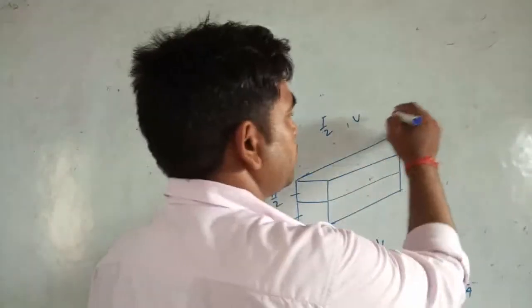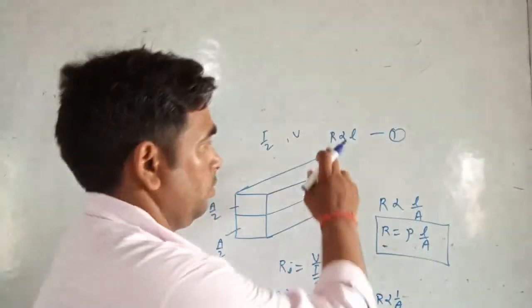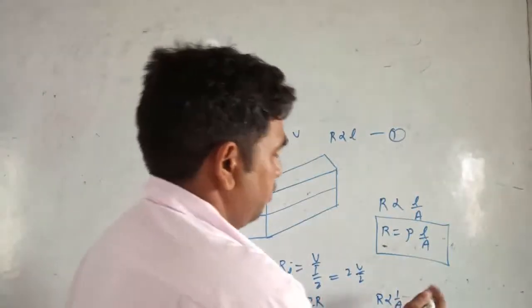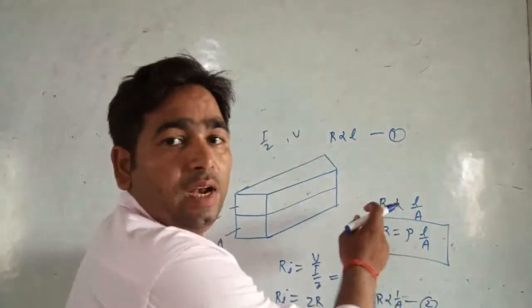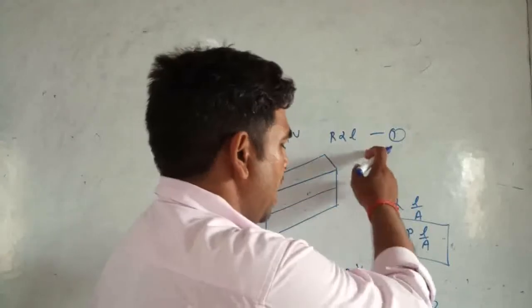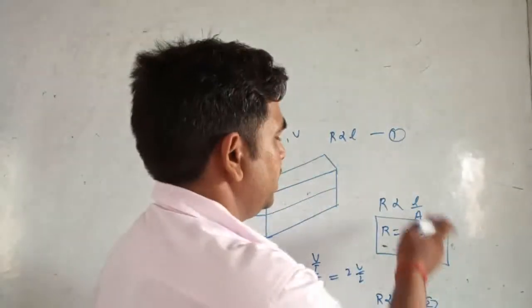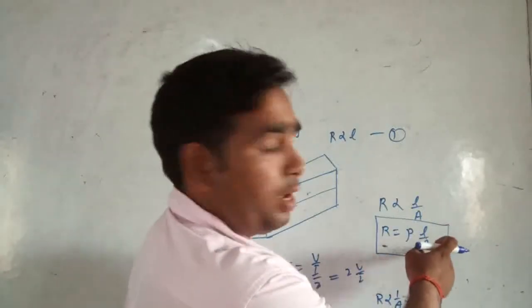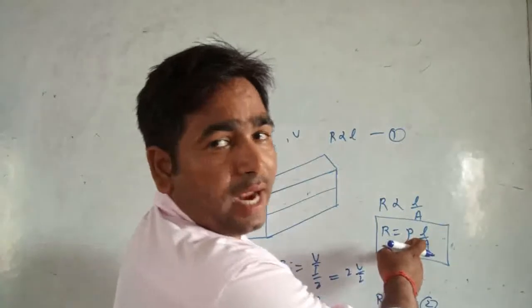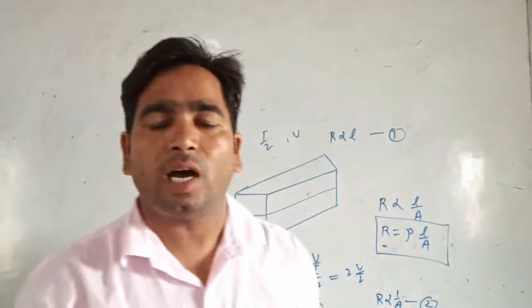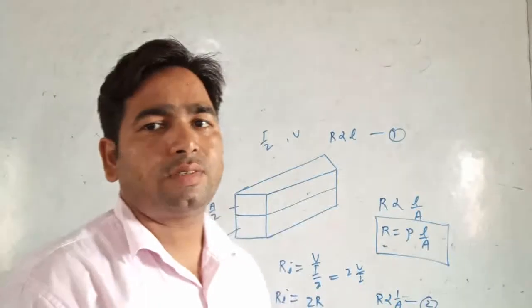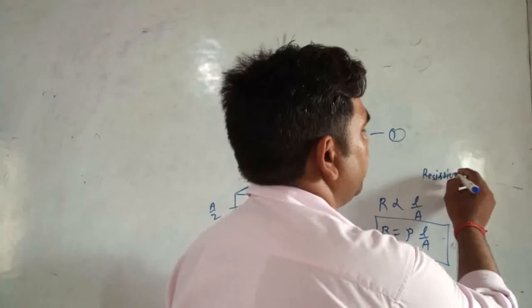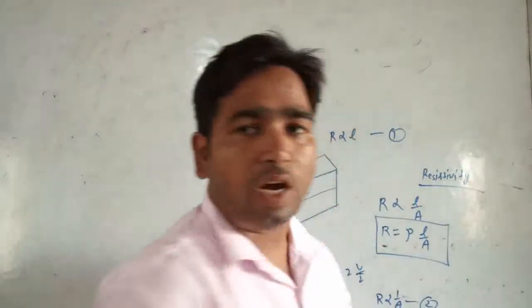In the first equation we found R is proportional to L, and R is proportional to 1 upon A. When both are combined, we find R is proportional to L upon A. Then R equals rho L upon A, where rho is a proportionality constant and it is called the resistivity of the material.